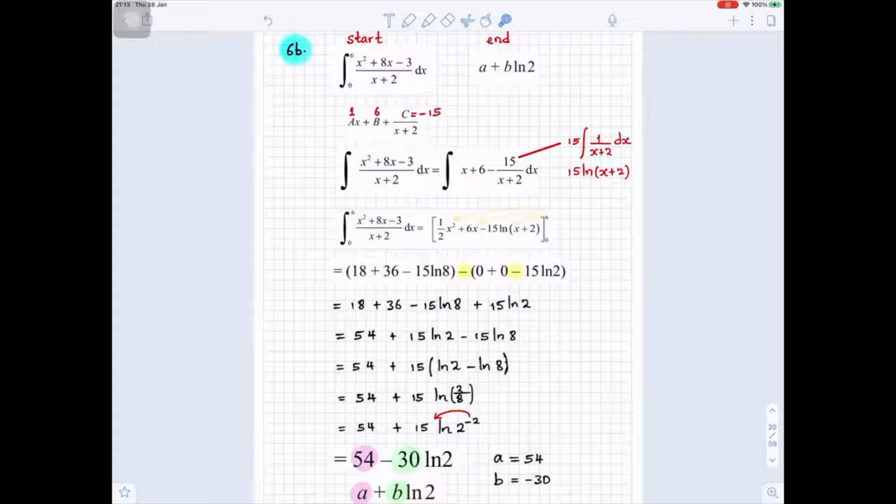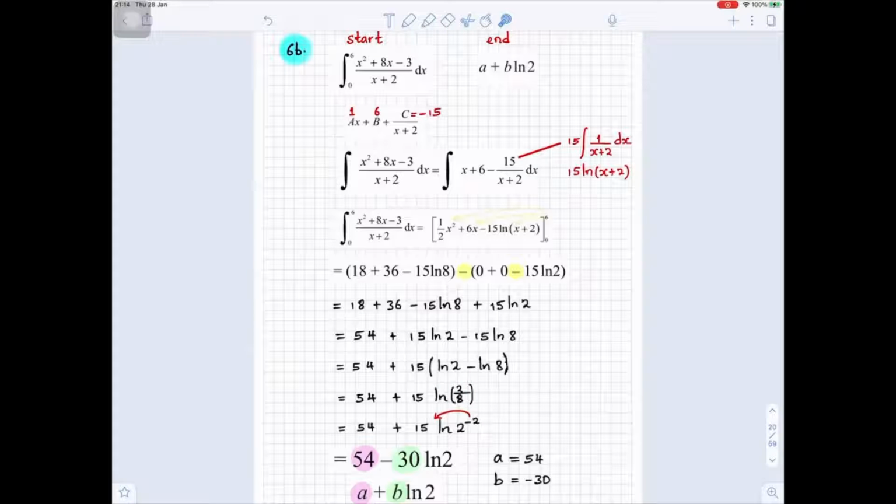Now we can remove the bracket. So 18 plus 36 minus 15 ln 8. Minus and minus will become a plus, plus 15 ln 2. 18 plus 36 gives you 54. 15 ln 2 can come in front. It becomes 15 ln 2 minus 15 ln 8. 15 is common, so you take it out of the bracket to factorize. So you get ln 2 minus ln 8. When you subtract logs, you divide them, so it becomes ln 2 divided by 8.